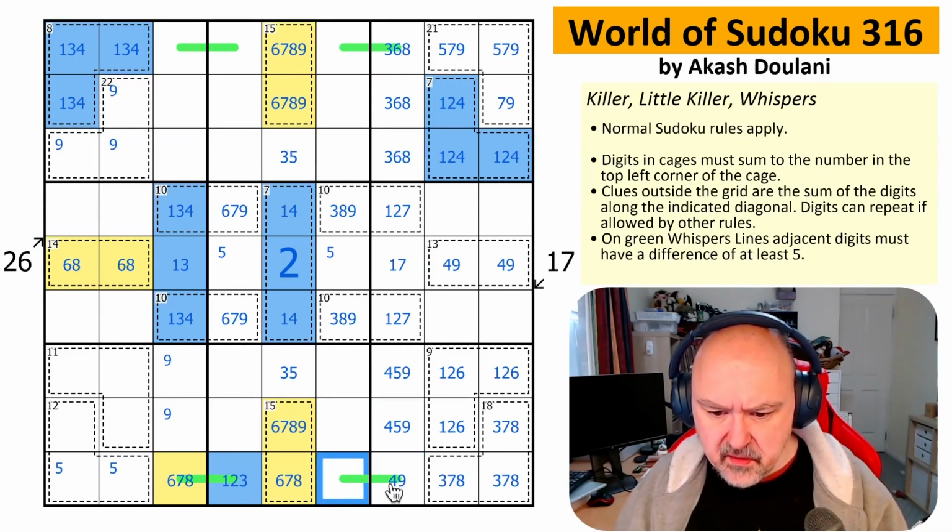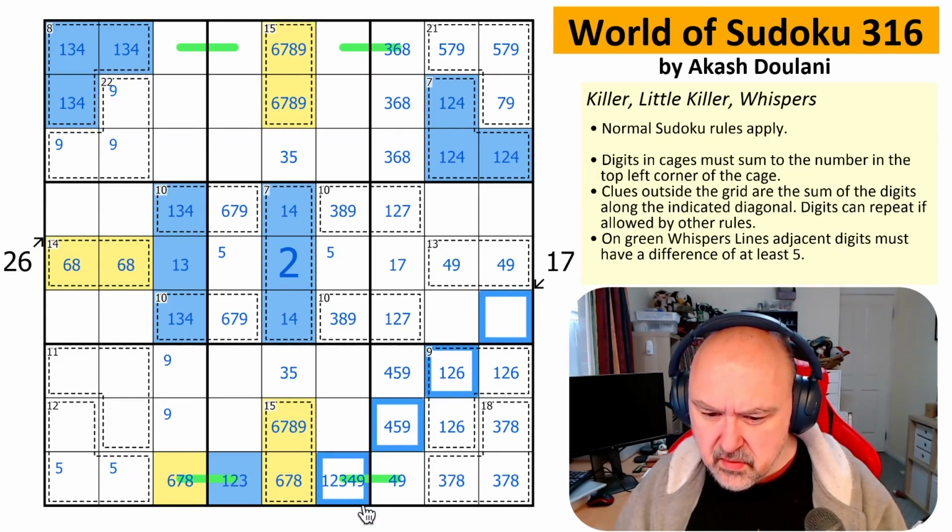If this is 9, this could be low, and if this is 4, this is 9. So this is 1, 2, 3, 4, or 9. It could be 4, 9 in either order. Yeah, 1, 2, 3, 4, or 9. Maybe this comes into play now, because one of those needs to be 9. Can it be that one? Because if that's 9 and that's 9, I've blown the total.